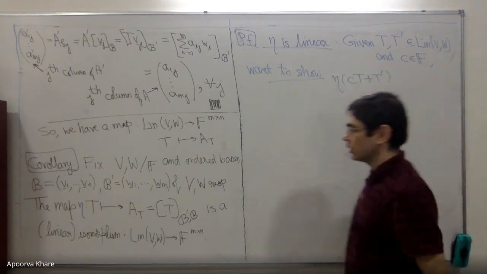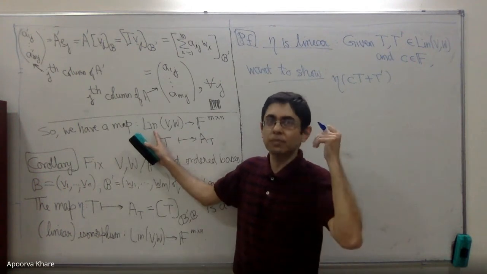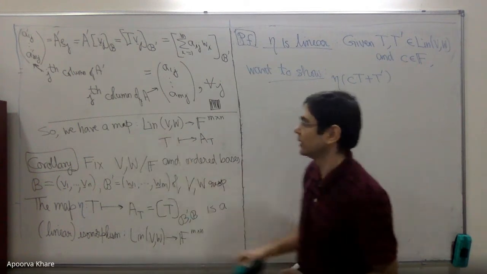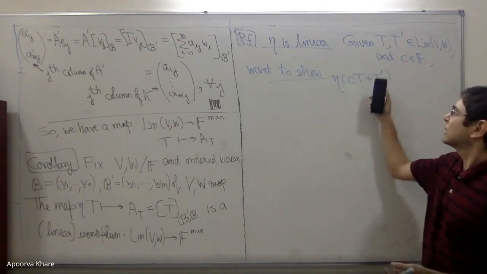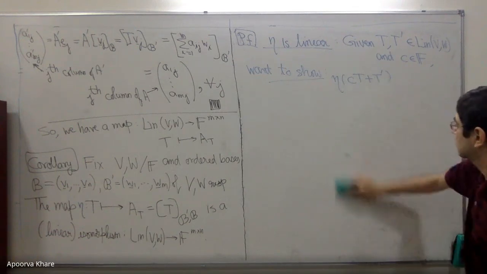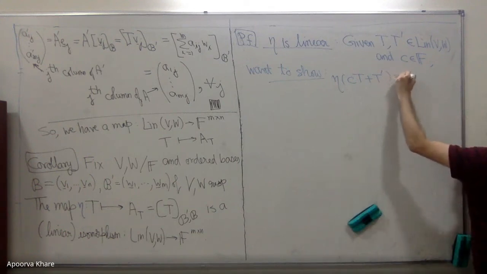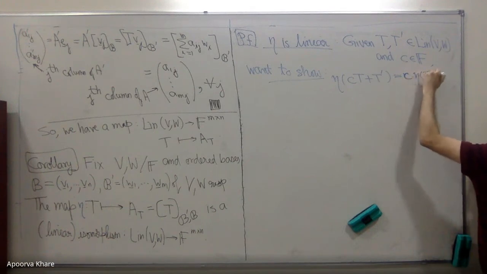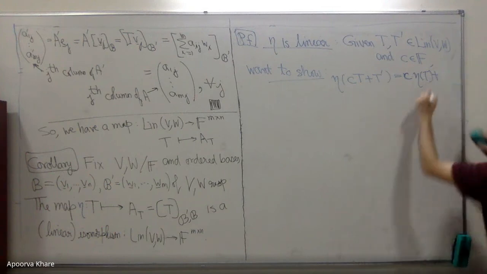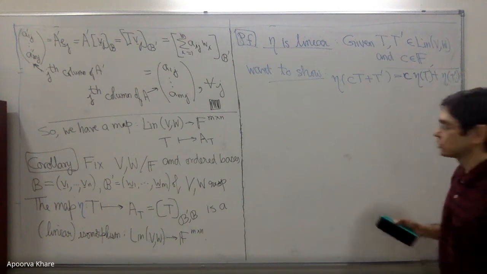Remember, you know how to rescale and add. You know that this is a vector space. So C times T plus T prime makes sense as a linear transformation, right? Evaluated at any vector V, it is C times T of V plus T prime of V. Okay, that we already defined last time. We want to show this is equal to C times eta of T plus eta of T prime. Okay, now why is this true?